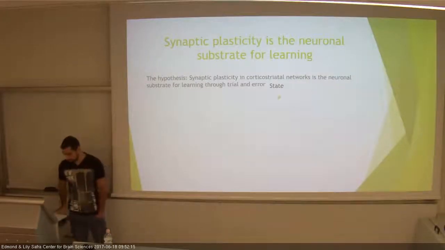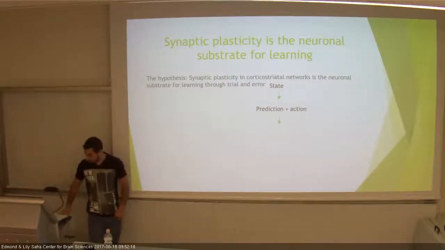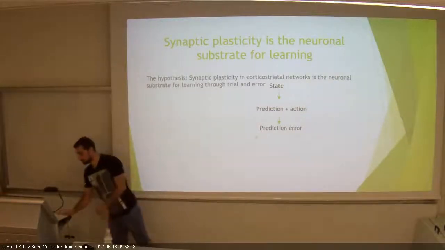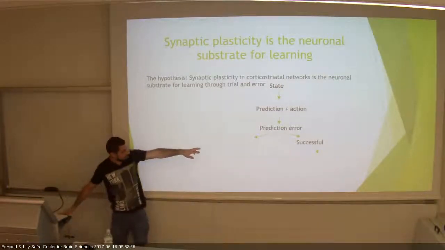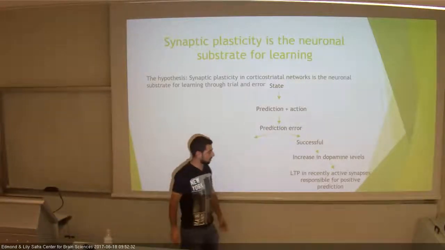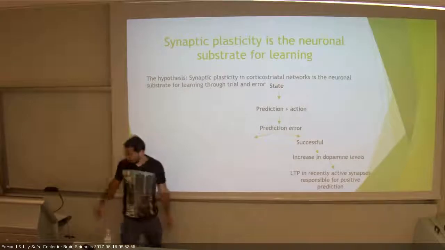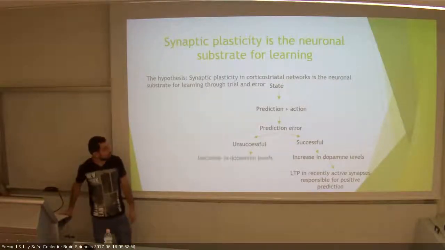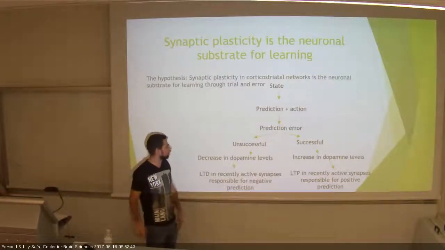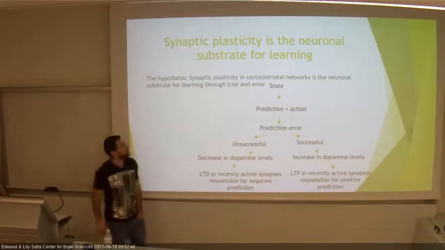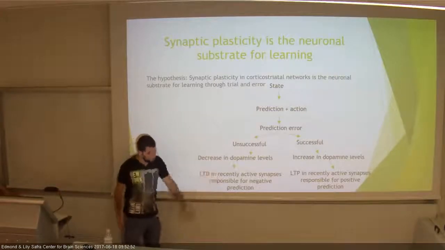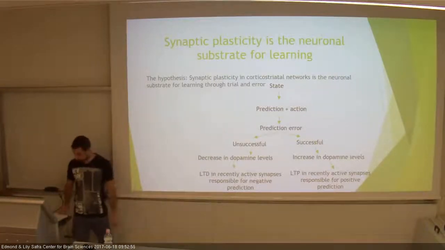Okay, so given a state, we make a prediction and an action based on the state. We have a prediction error. If we were successful, as in positive prediction, then we have an increase in dopamine levels, and then we have LTP in recently active synapses responsible for positive prediction. On the other side, if we aren't successful, then we have a decrease in dopamine levels, and then we have LTD in recently active synapses responsible for negative prediction. So now we think that learning is obviously modulated by the synaptic plasticity. Dopamine modulates synaptic plasticity.